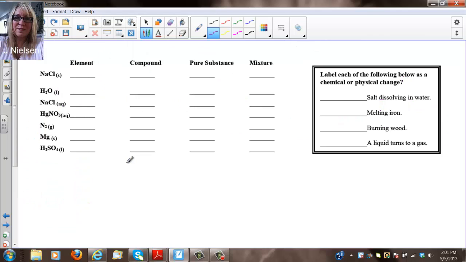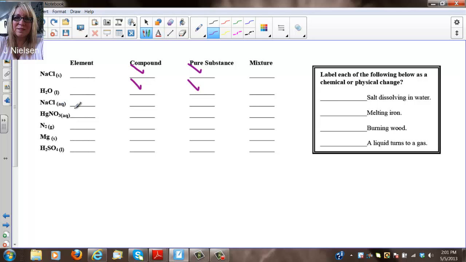Okay, going with what we just did, we need to determine if the following substances are elements, compounds, pure substances, and mixtures. And we are going to check all that apply. So NaCl we know is a compound, and it's solid, so we know it's a pure substance. H2O liquid is a compound, and it is also a pure substance.